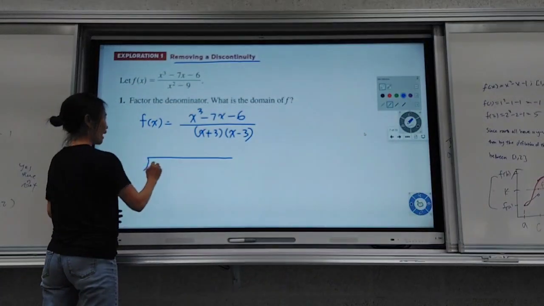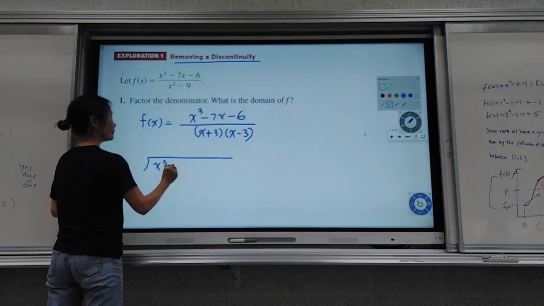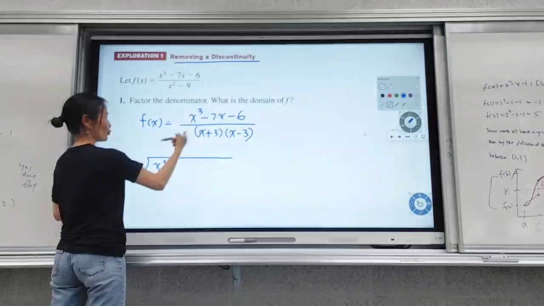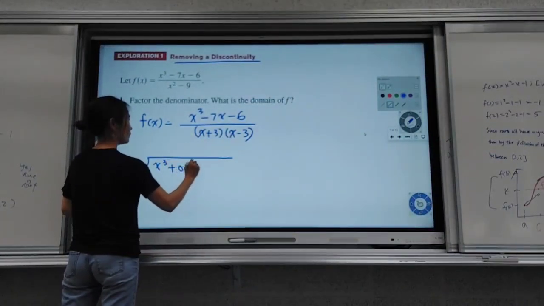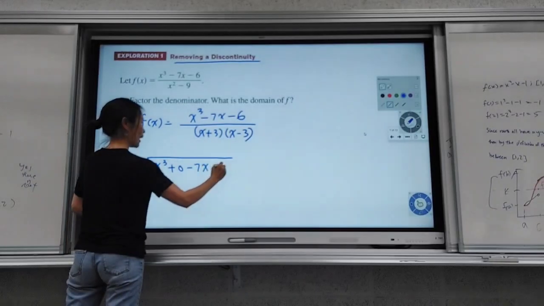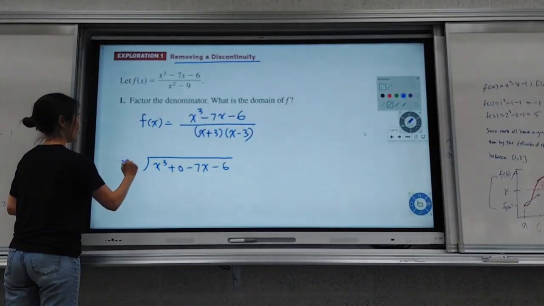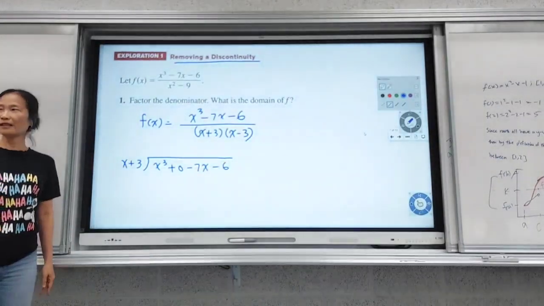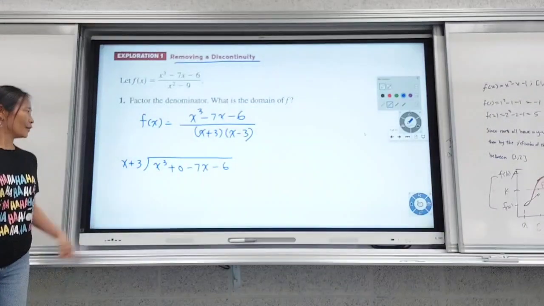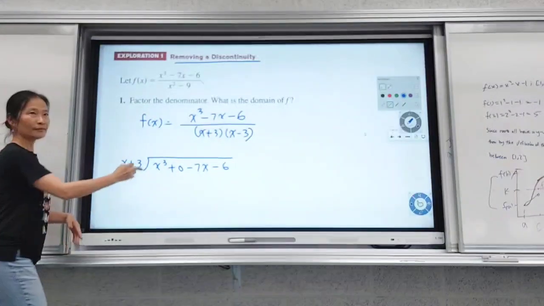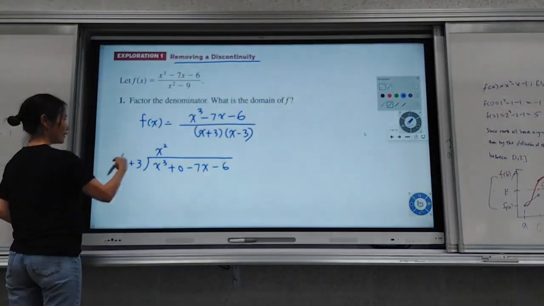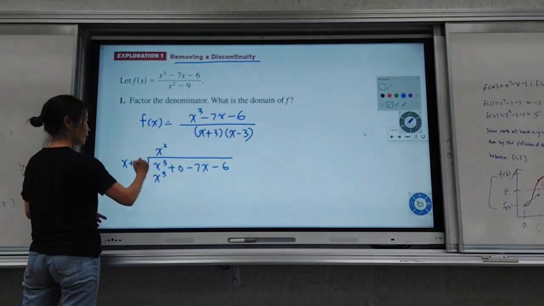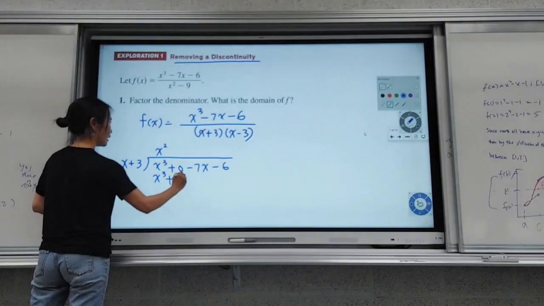Which one do you want to try? Jocelyn, you choose. Should I use x plus 3 or x minus 3? X plus 3. Okay, let's do that. Do you know how to do long division? Okay, what is on top? X squared. X squared times x is x cubed plus 3x squared.